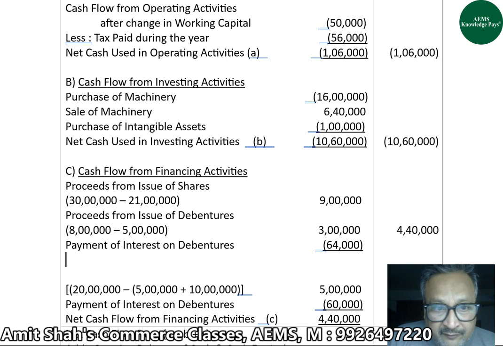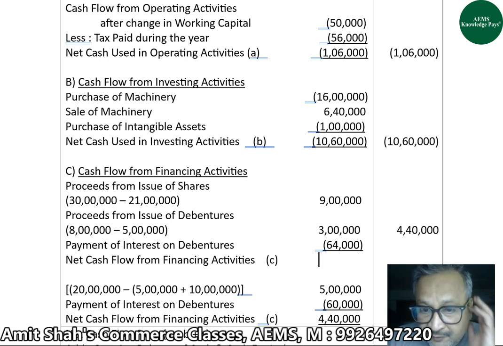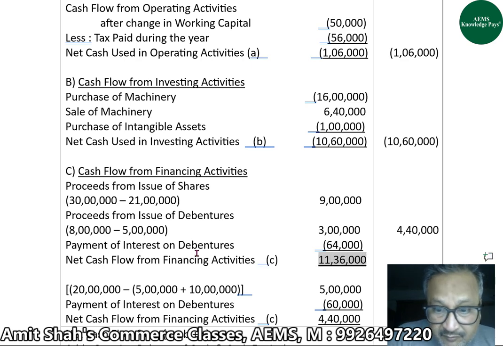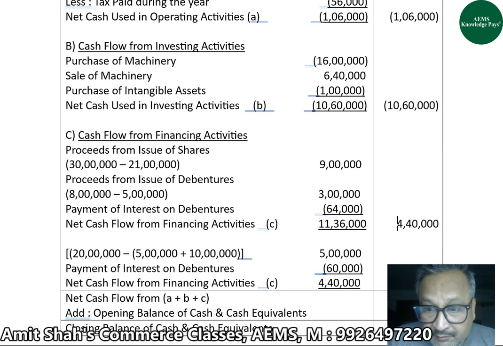So with this, now we have got net cash flow from financing activities, marked as small c, and that is 12 minus 64 means 11 lakh 36,000. The same we will write in the outer column, 11 lakh 36,000.